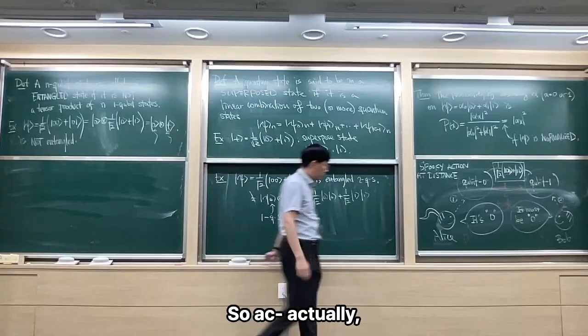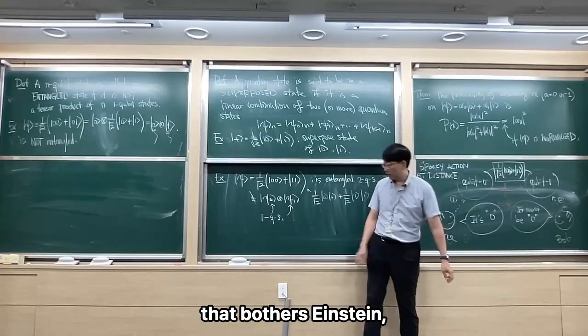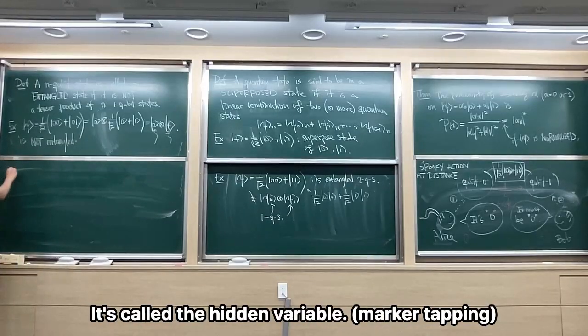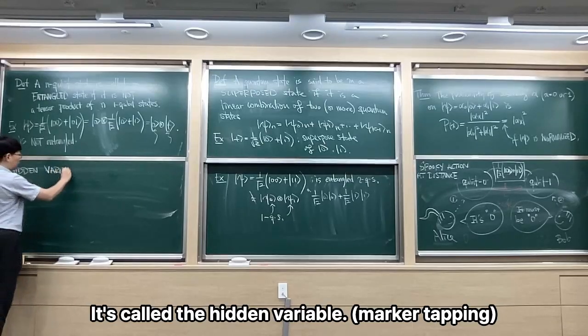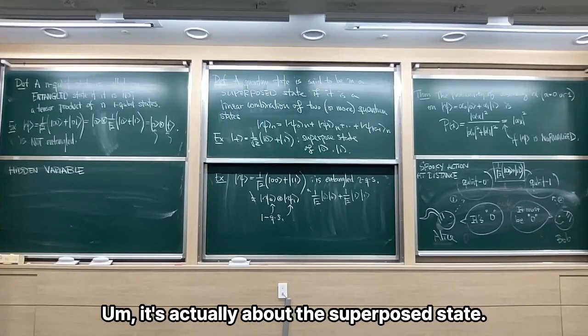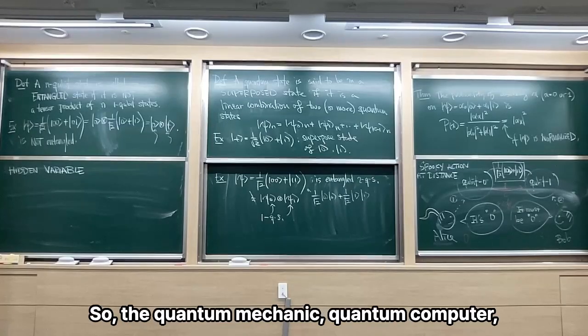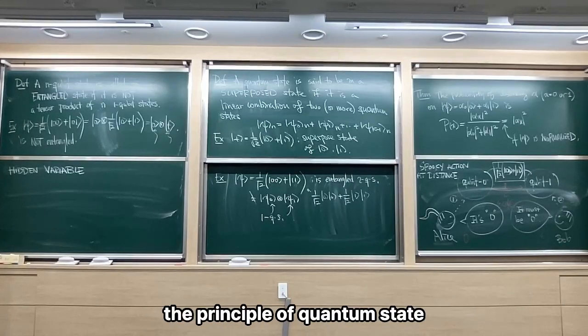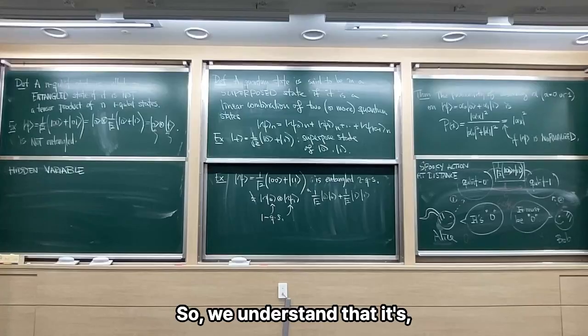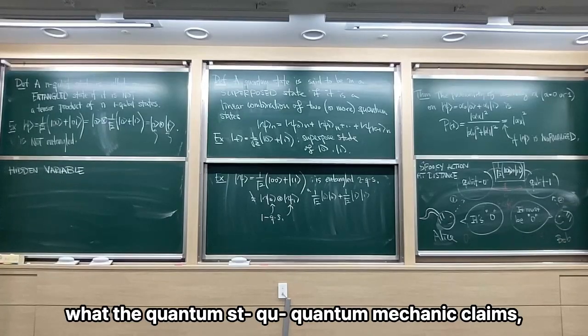So actually, this is not the only thing that bothers Einstein. There's one more thing. It's called the hidden variable. Actually, the hidden variable is not really about the entangled state. It's actually about the superposed state. The principle of a quantum state is that you can have the 0 state and the 1 state at the same time. So we understand that it's okay. That's what quantum mechanics claims.